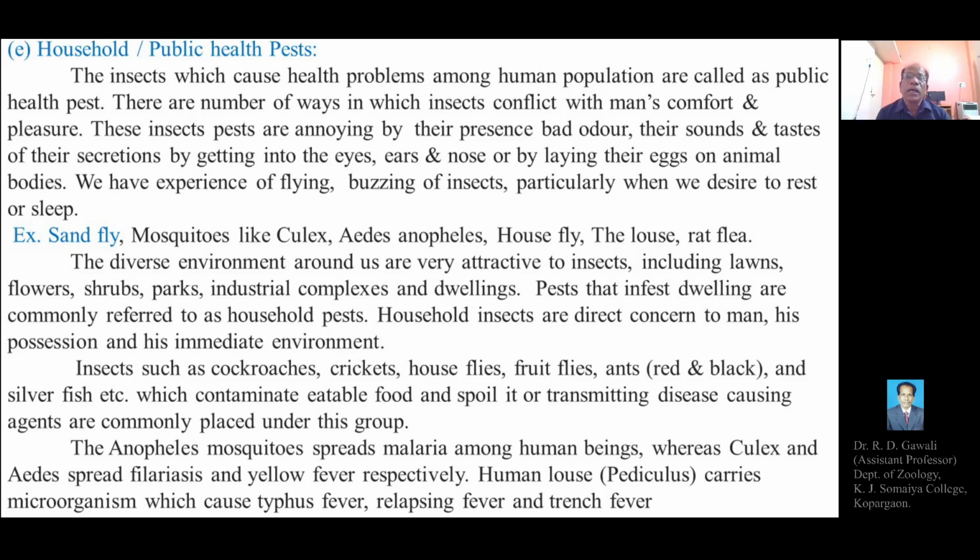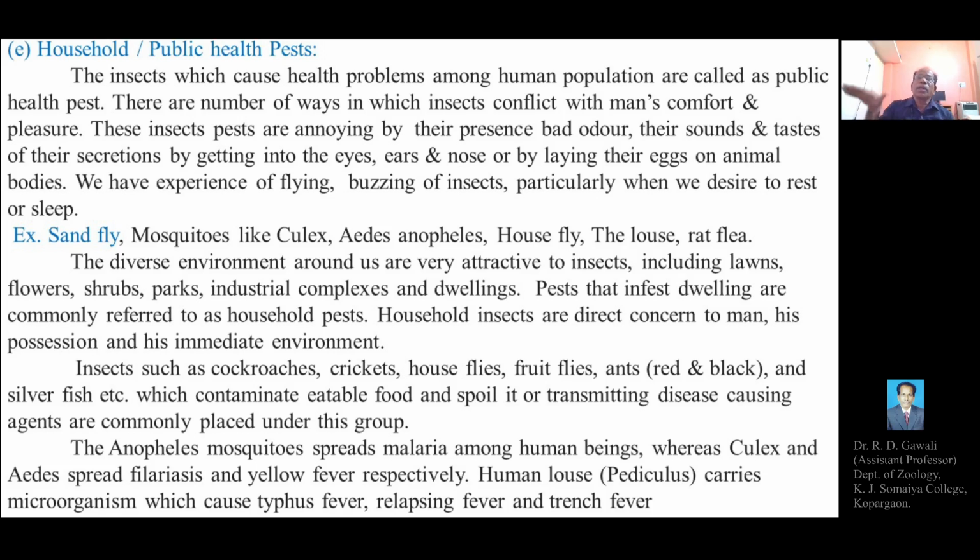Household insects are the direct concern to man, his possession and his immediate environment. Insects such as cockroaches, crickets, houseflies, fruit flies, ants, red ant, black ant, and silverfish, etc., which contaminate eatable food material and spoil it, or transmit disease-causing agents, are commonly placed under this group.